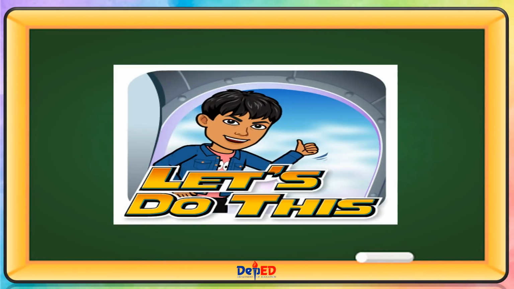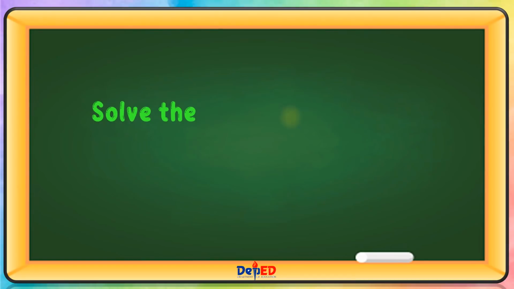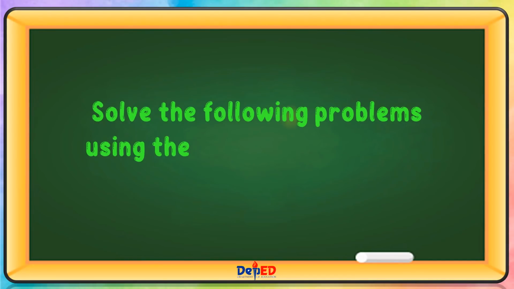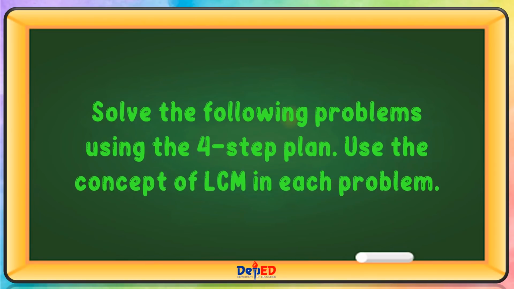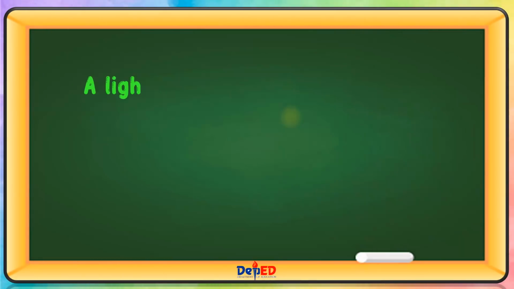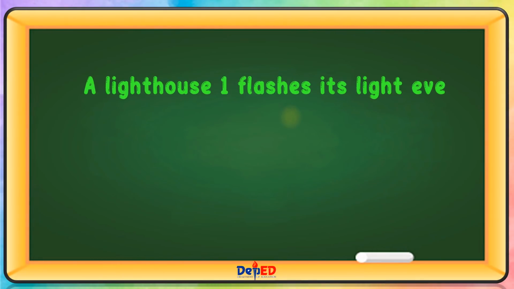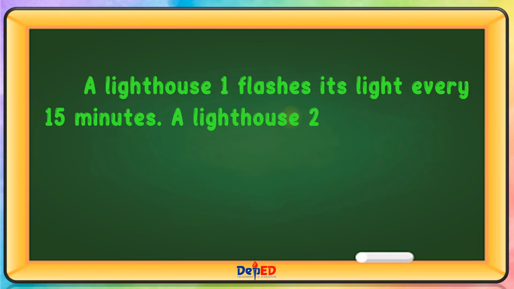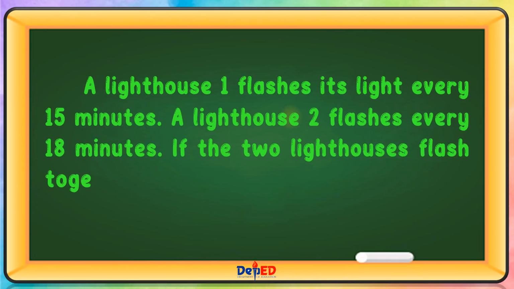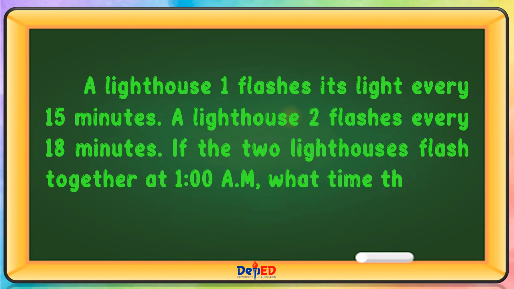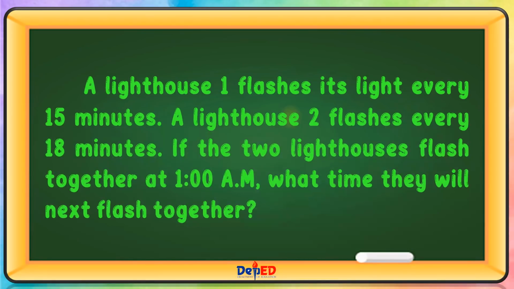Let's do this. Solve the following problems using the 4-step plan. Use the concept of LCM in each problem. Lighthouse 1 flashes its lights every 15 minutes. Lighthouse 2 flashes every 18 minutes. If the two lighthouses flash together at 1 a.m., what time will they next flash together?